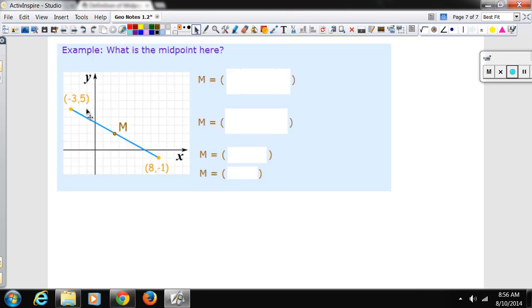Here's an example. You've got (negative 3, 5) as your point A, and (8, negative 1) as point B. The midpoint formula says to add the x's. So my x here is negative 3, and my x down here is 8, and it says divided by 2. It also says to add the two y's and divide by 2. So I took the negative 3 plus the 8, those are my two x's, divided by 2. I took the 5 and the negative 1, added the two y's, divided by 2.